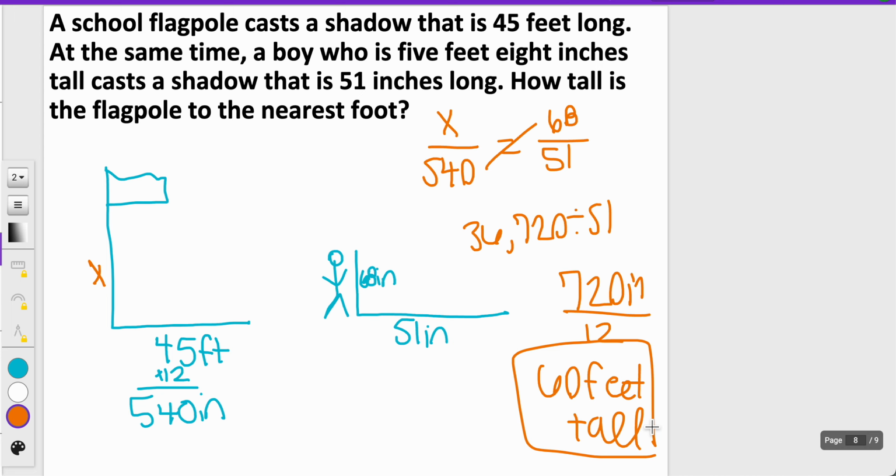Okay, that is actually going to conclude our lesson on 8.2. So we just talked about basic things of proving those angles and then also applying similar figures to real world problems like this one shown.